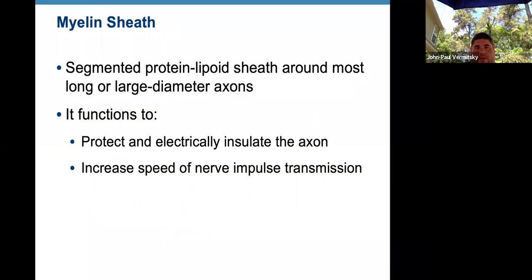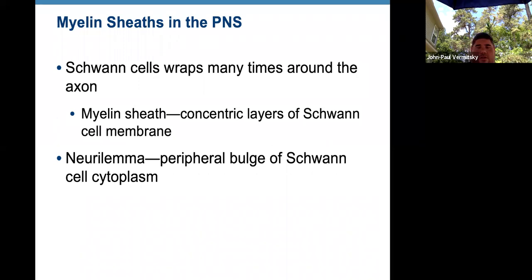We had talked about this myelin sheath. This is a segmented protein lipoid sheath that is around long or large diameter axons. And the main function of the myelin sheath is to protect and electrically insulate the axon, as well as increase the speed of nerve impulse transmission. The Schwann cells, these are part of those glial cells that are responsible for wrapping many times around the axon, forming the myelin sheath. And essentially this ends up being concentric layers of Schwann cell membrane.